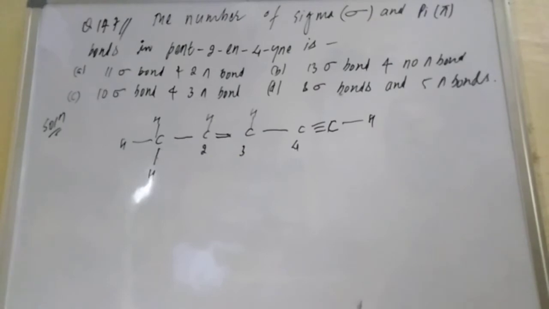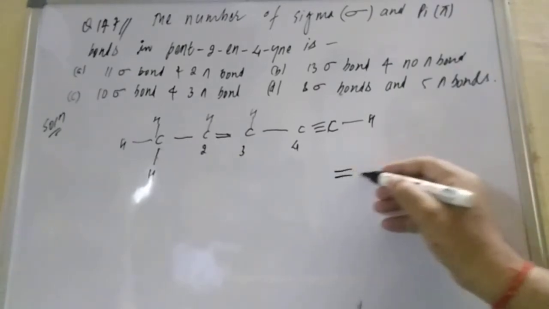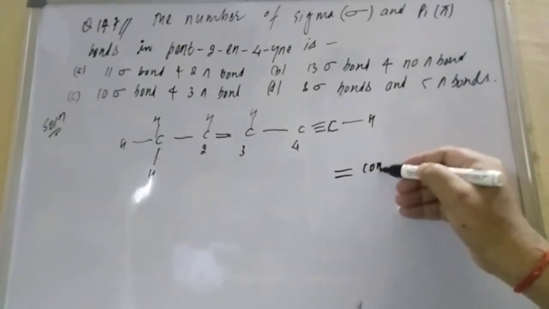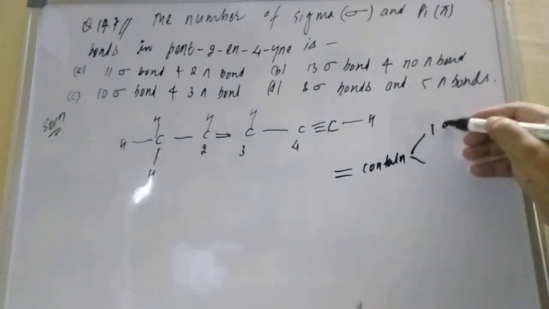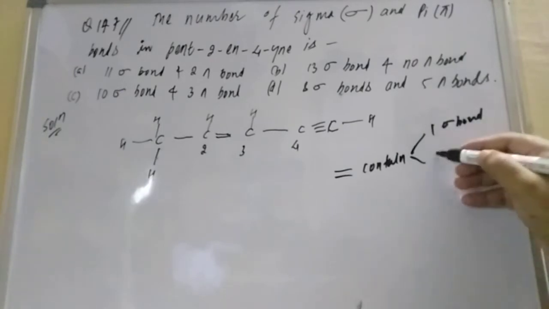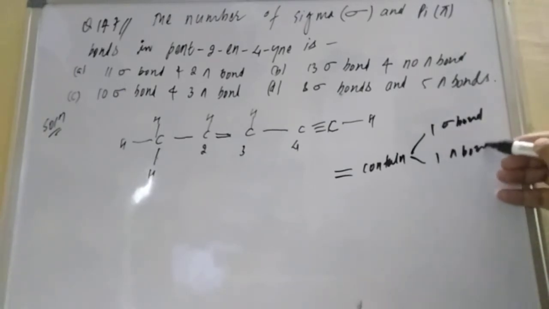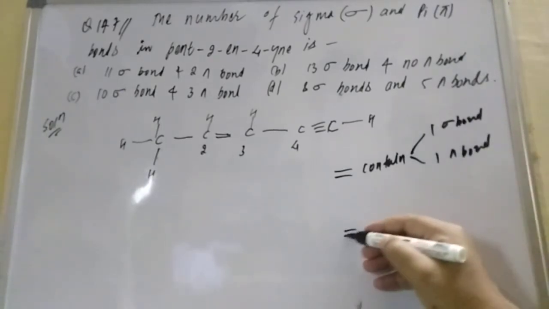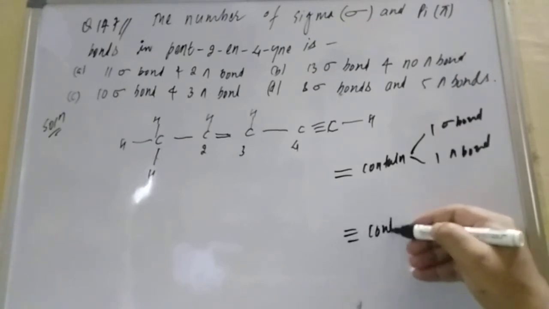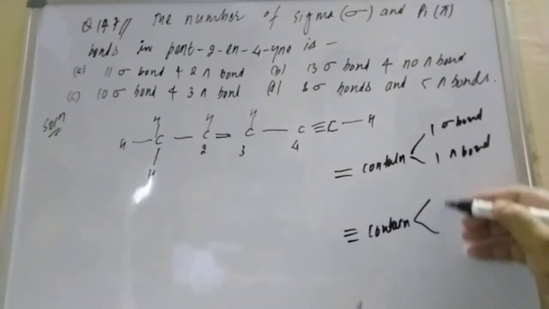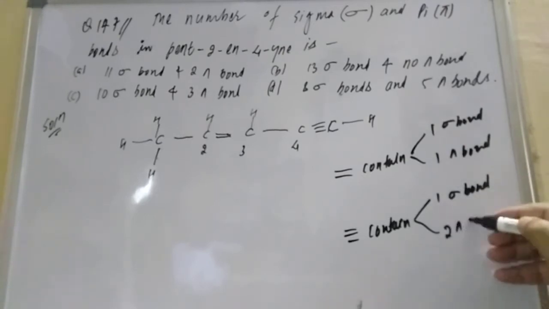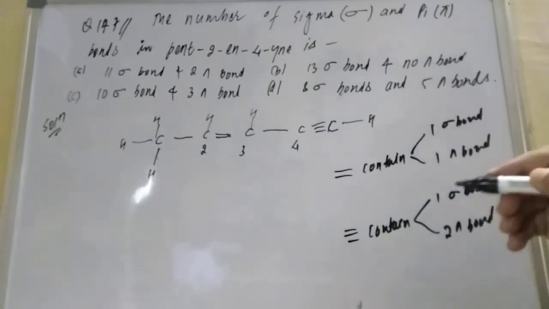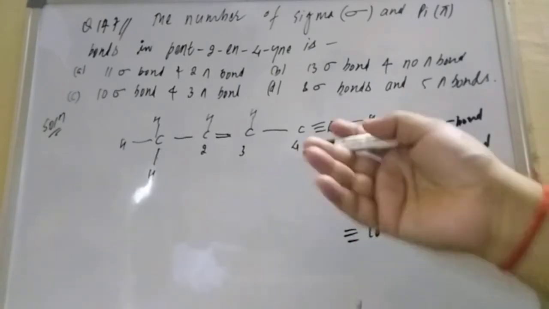Now they are saying, student, what does a double bond contain? A double bond contains 1 sigma bond plus 1 pi bond. That you have to understand with the hybridization. And what does a triple bond contain? A triple bond contains, student, 1 sigma bond and 2 pi bonds. Okay, that you have to understand with the help of hybridization or the structure.